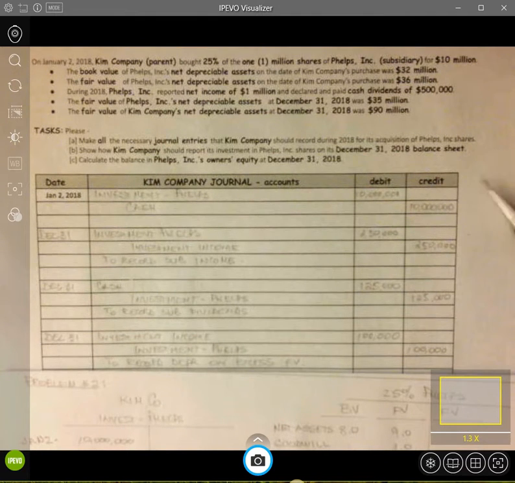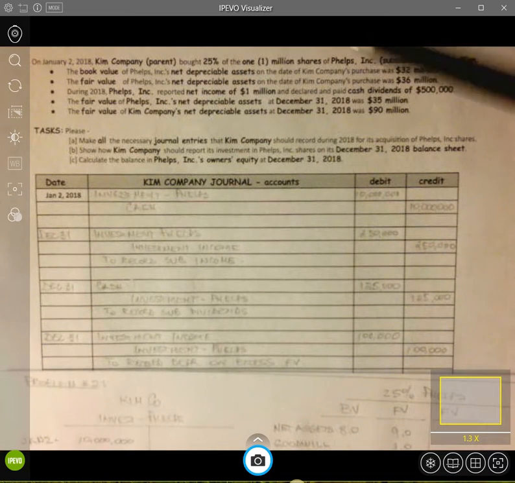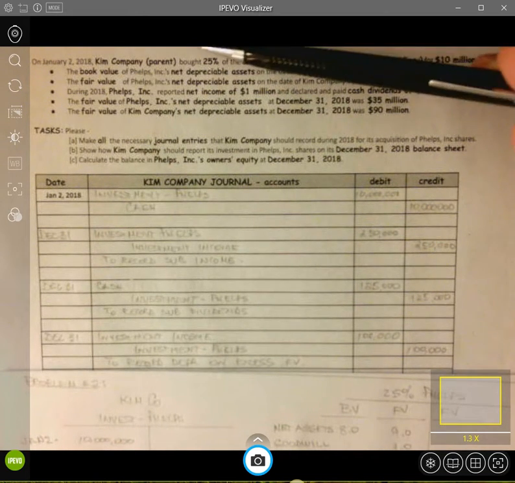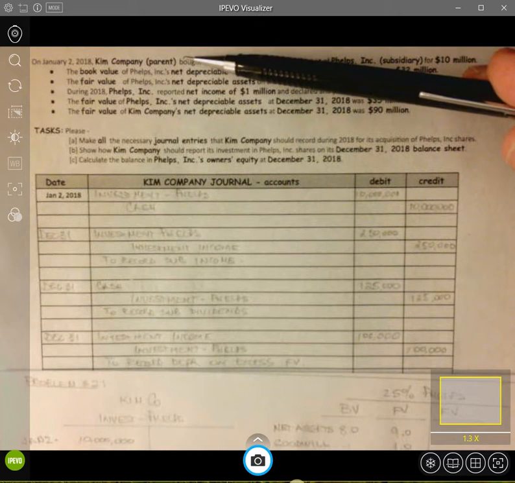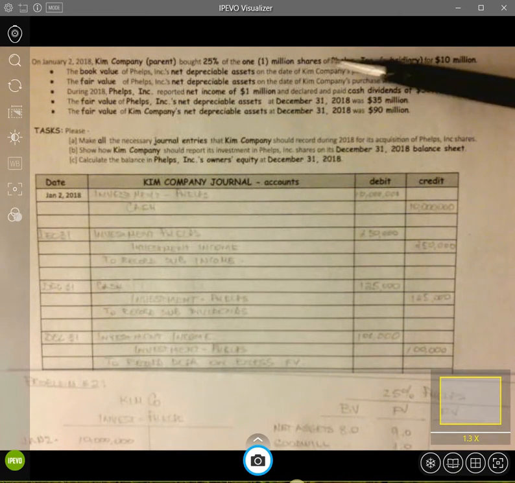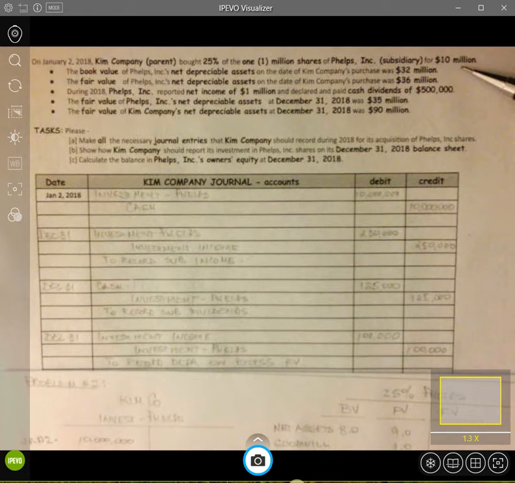Here you have problem number 2 of the quiz that we had taken, and the purpose of this quiz is to see how well you did on an equity investment. Parent company Kim Company on January 2, 2018 bought 25% of the 1 million shares of subsidiary Phelps Inc. at a price of $10 million.